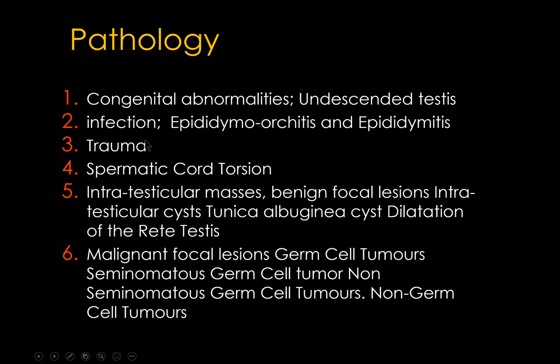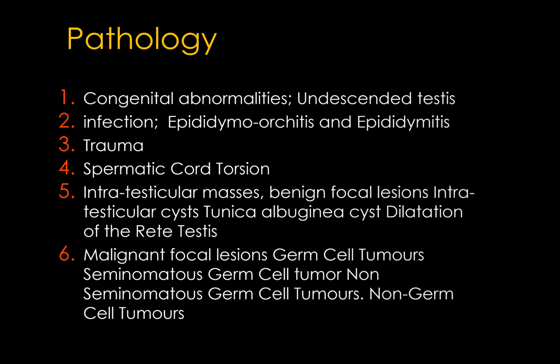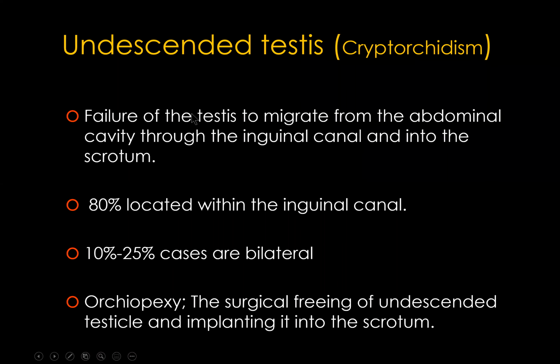Undescended testis is also known as cryptorchidism. It is the failure of the testis to migrate from the abdominal cavity through the inguinal canal into the scrotum. Approximately 80% of undescended testes are located within the inguinal canal, and only 10 to 25% of cases are bilateral.